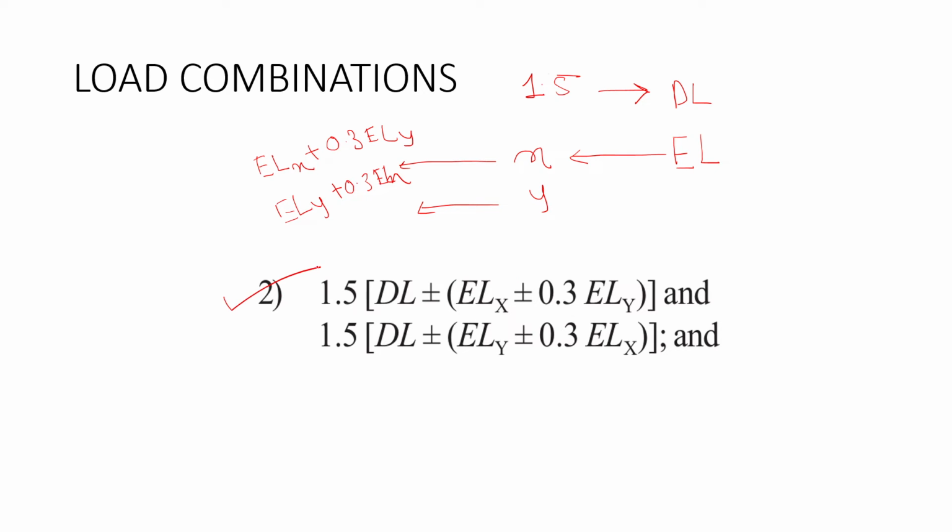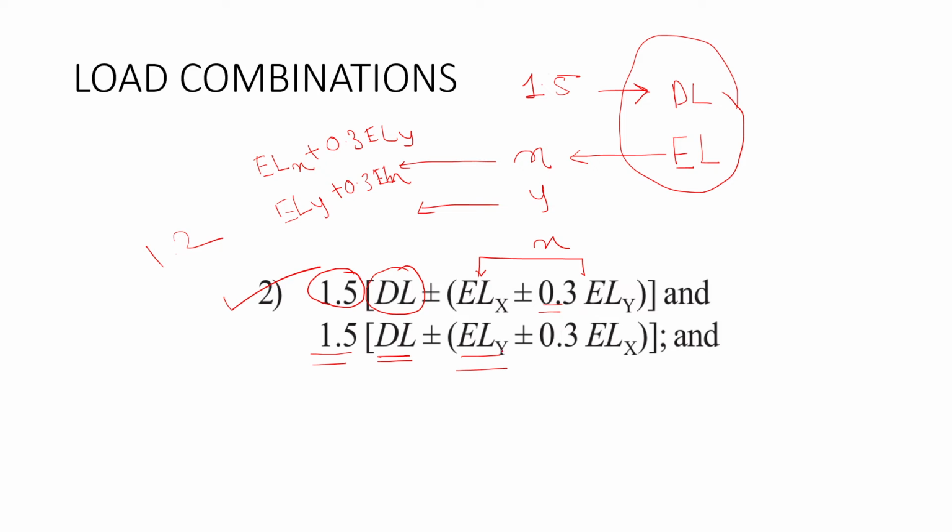Here you can see 1.5 is the factor. In the last case it was 1.2. Here it is 1.5, so there will be only 2 loads. So dead load plus or minus, if it is x direction, then full earthquake load in x direction and 0.3 in y direction. There will be plus or minus. Similarly 1.5 dead load. Now dominant direction is y, hence full earthquake load in y direction and 0.3 in x direction.